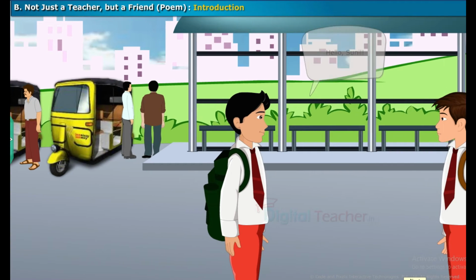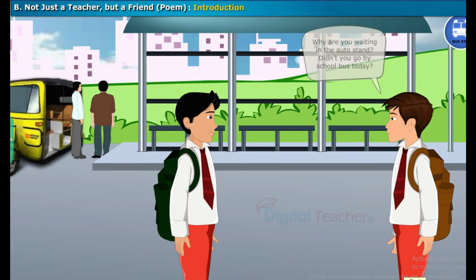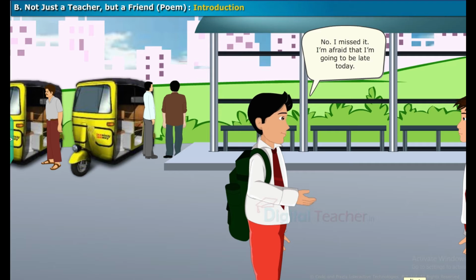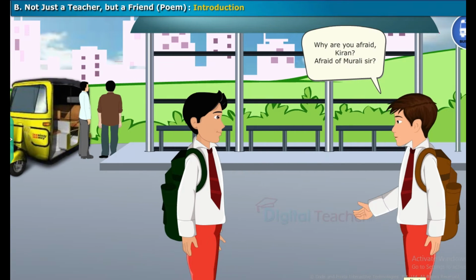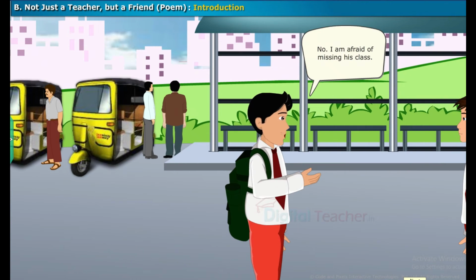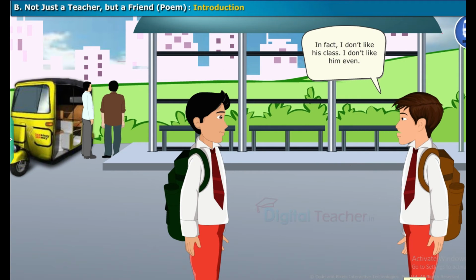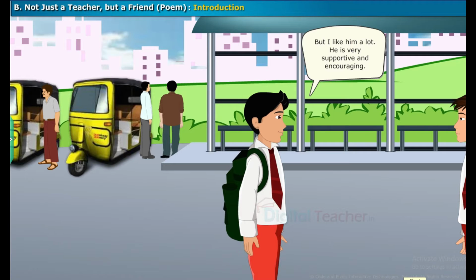Hello, Sunil. Hi, Kiran. Why are you waiting in the auto stand? Didn't you go by school bus today? No, I missed it. I'm afraid that I'm going to be late today. Why are you afraid, Kiran? Afraid of Murli sir? No, I'm afraid of missing his class. In fact, I don't like his class. I don't like him even. But I like him a lot. He's very supportive and encouraging.